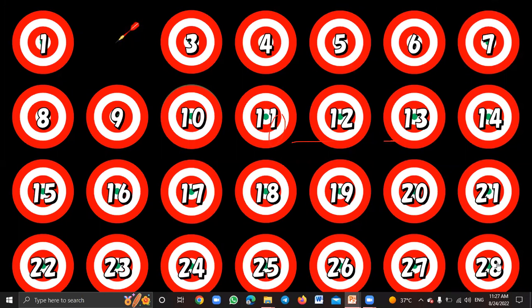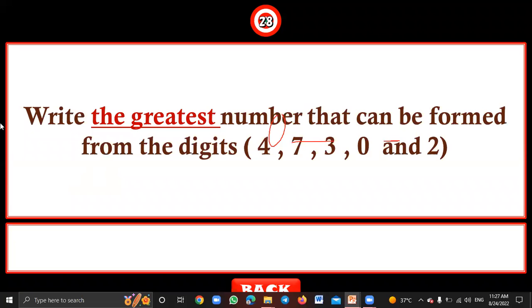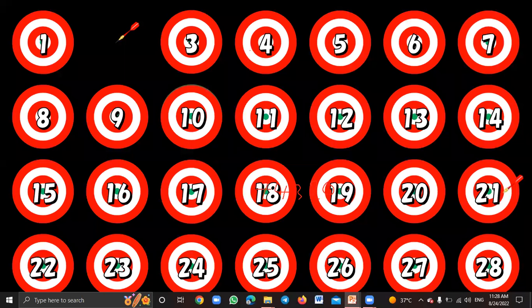Let's take another one. We will take 28. Okay. Write the greatest number that can be formed from the digits. We have all of these numbers: 4, 7, 3, 0, and 2. So the greatest will be 7, 4, 3, 2, and the last one we have a 0. So it's a correct one. Very good. So it will be 74,320.